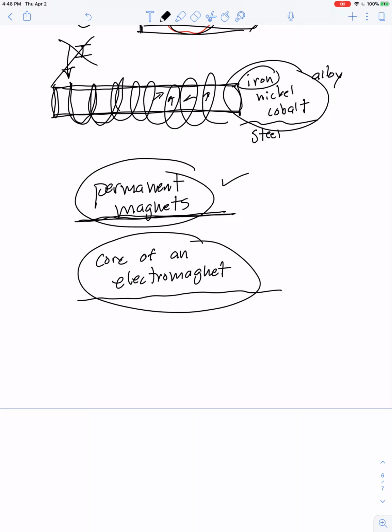So we can express how permanent magnets behave differently than the core of an electromagnet if we investigate something known as the hysteresis loop for the material. And I will spare that for our next video lesson, so stay tuned.